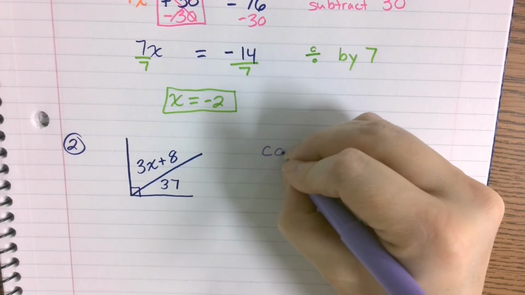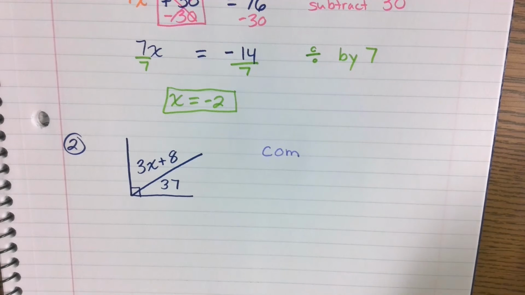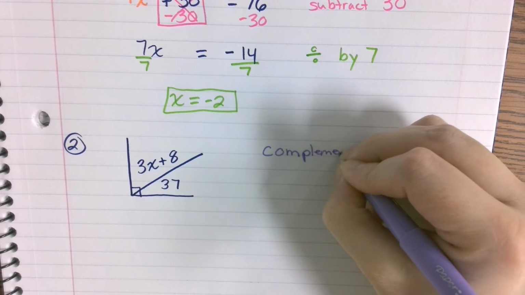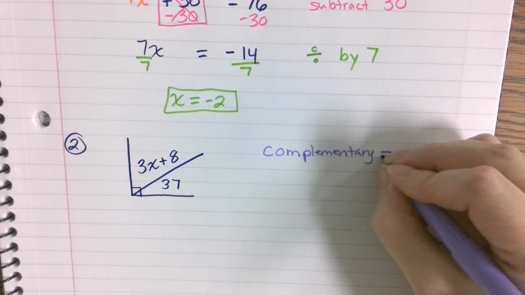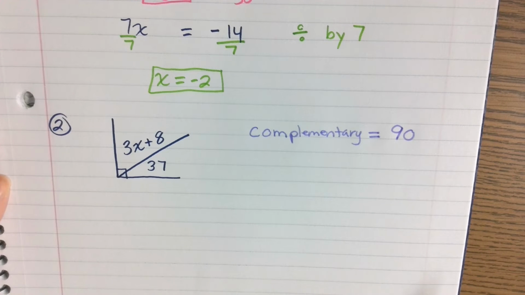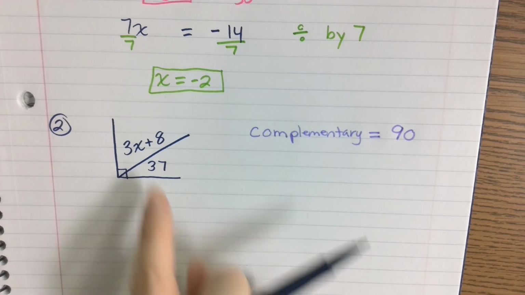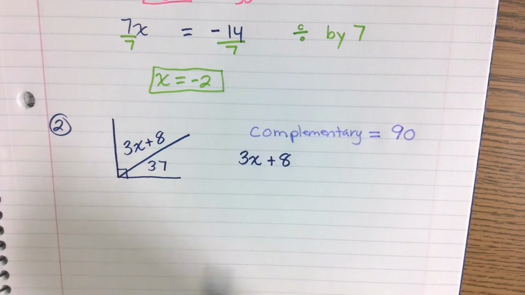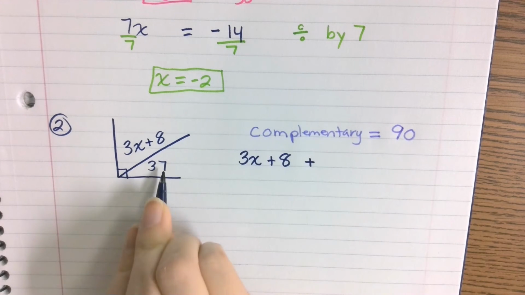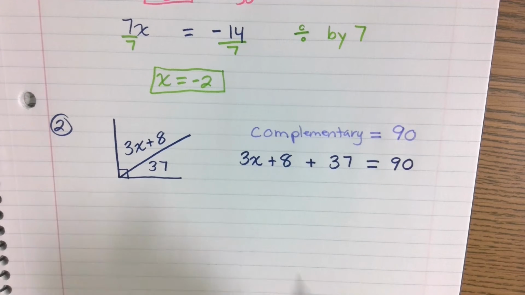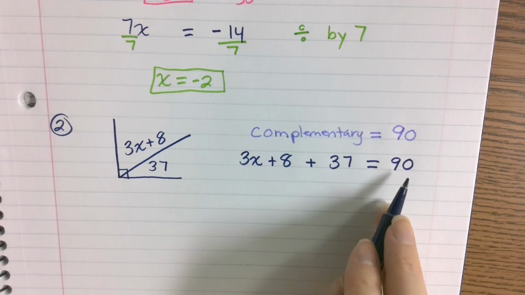I said, hey, if you put them in order alphabetically, complementary comes before supplementary, 90 comes before 180. Okay, so that was another thing. All right, so complementary, you might want to write that down. Complementary is going to equal 90 degrees. So I write an equation and set it equal to 90. The equation that you write is just to take the first angle, which is 3x plus 8, and you're going to add it with the second angle, which is 37, and then set that equal to 90. 3x plus 8 plus 37 is equal to 90.